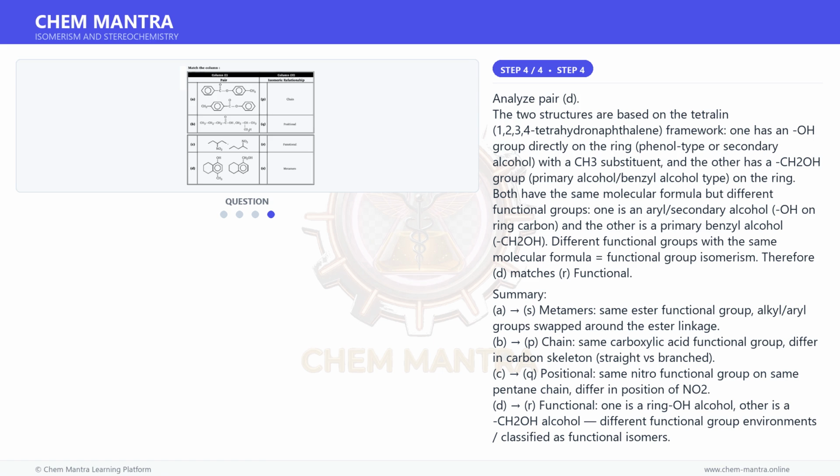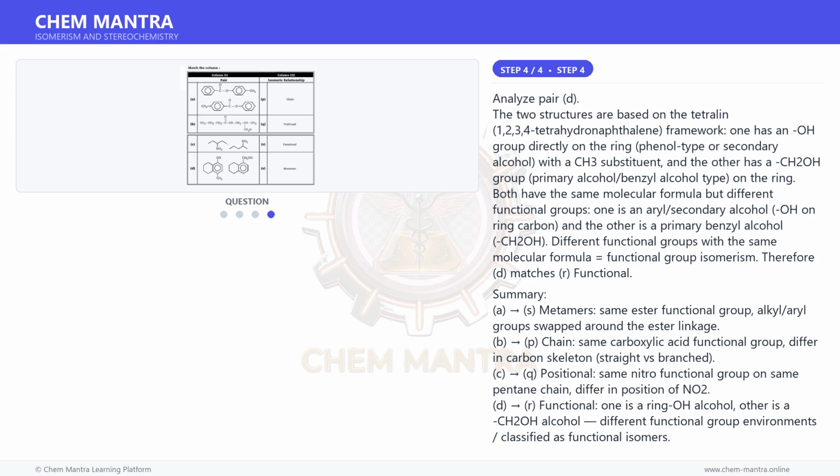Summary. A, S, metamers: same ester functional group, alkyl-aryl groups swapped around the ester linkage. B, P, chain: same carboxylic acid functional group, differ in carbon skeleton, straight versus branched. C, Q, positional: same nitro functional group on the same pentane chain, differ in position of NO2.